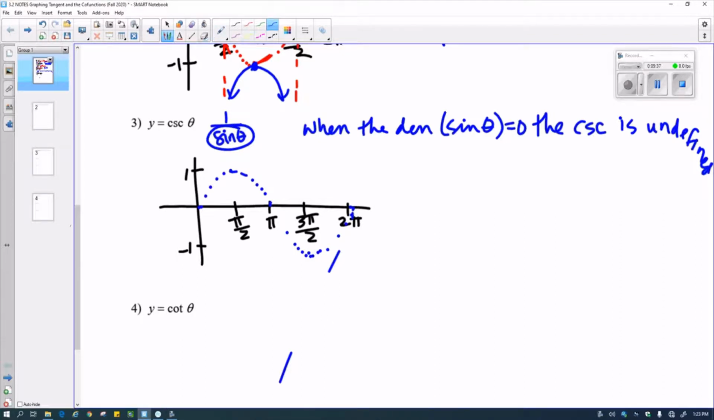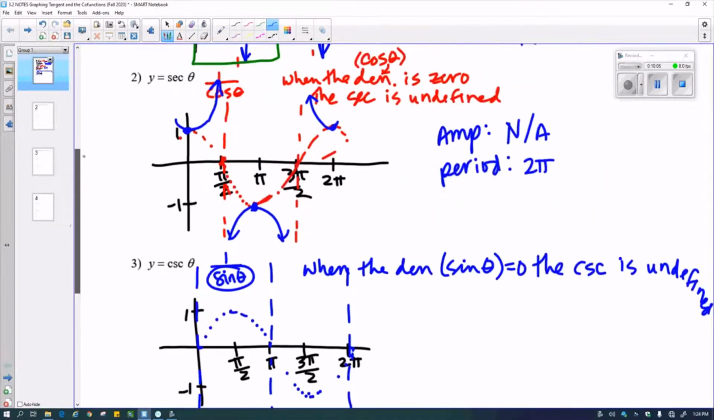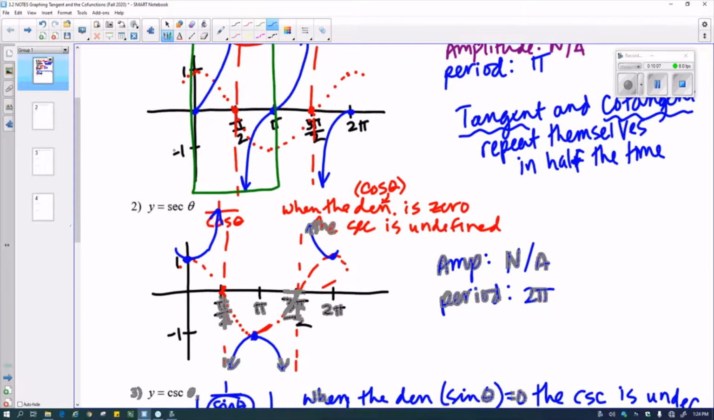that is when it is undefined. Okay, that's where my asymptotes are going to be. So these asymptotes happen at the 0, at the second tick mark, at the fourth. So 0, 2, and 4, where you noticed the secant was like the tangent, those were both at the first and the third.